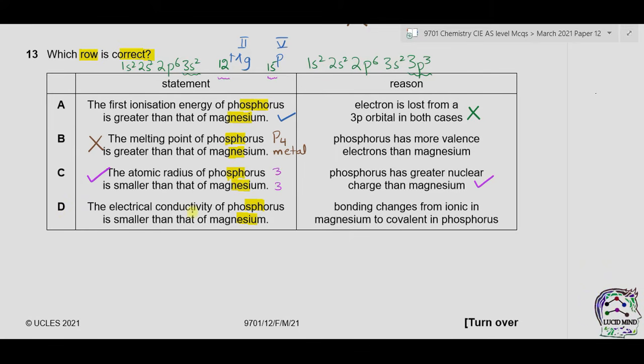Part D. The electrical conductivity of phosphorus is smaller than that of magnesium. Again this is a true statement because phosphorus is a non-metal while magnesium is a metal, and metal is a good conductor of electricity. Now the reason given is that the bonding changes from ionic in magnesium to covalent in phosphorus. Now magnesium has metallic bonding, it does not have ionic bonding, so therefore this reason is wrong. Correct answer is therefore C.